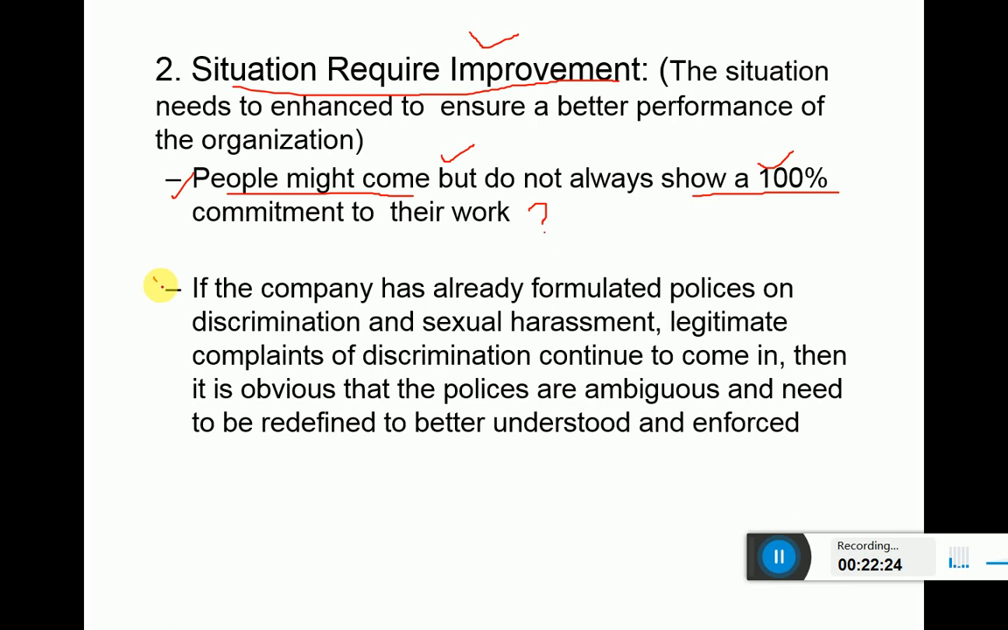Another example pakida ki dehi, suppose if the company has already formulated policies on discrimination and sexual harassment, legitimate complaints of discrimination continue to come in, then it is obvious that policies are ambiguous and need to be redefined to better understand and enforce. Matlab da example so hai jo kura company che kam de agar discrimination aur sexual harassment par bar ke mukammal policies ladi lekin bya hum women side ta che kam de complaints ra rawan di, it means dal tam bya problem da re che aya ya kho khalko da policies clear shwi nari saishwa ya da de policies redefinition pakar de redesign pakar de ya upgradation pakar de. Again that is a situation, that is an improvement stage.